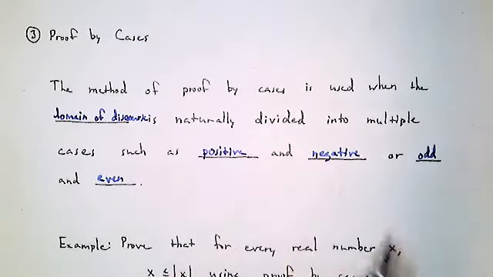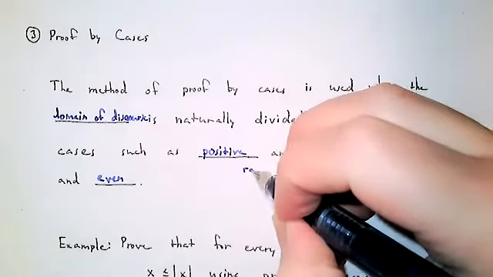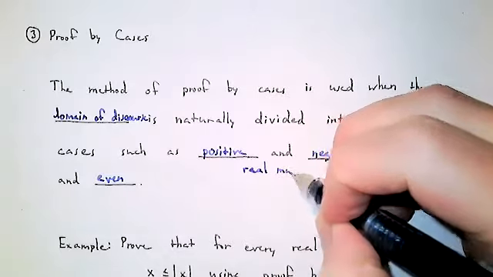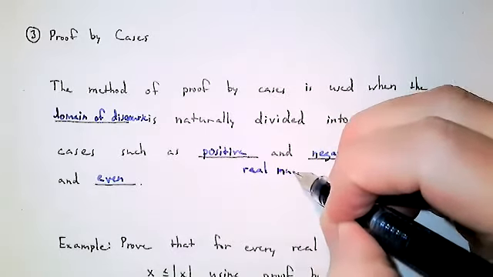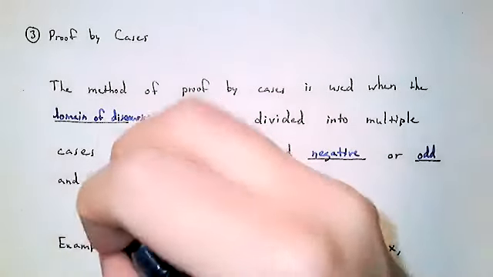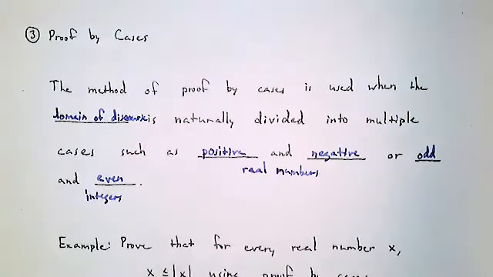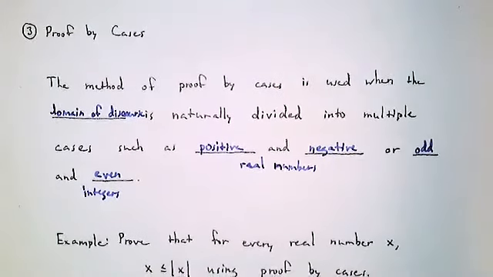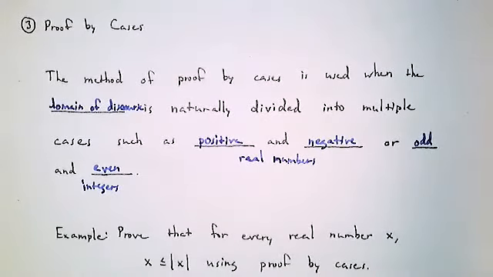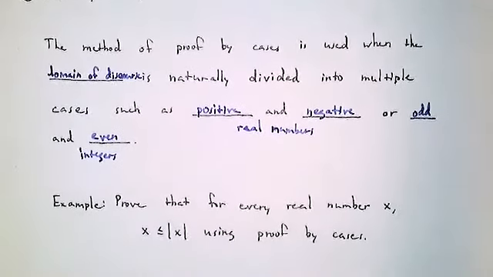So positive and negative, this could apply to real numbers. And odd and even, that could apply to integers. And there's lots of other kinds of statements where the domain of discourse can be divided into pieces. I'm sure we'll see more as we go along, but these are the simple ones that you'll encounter at first.